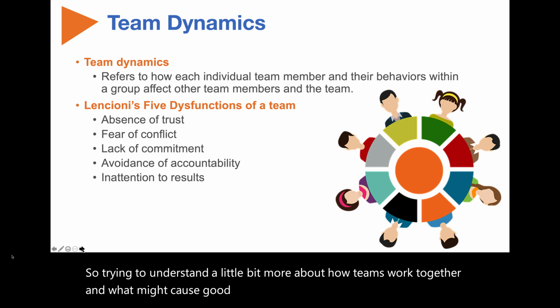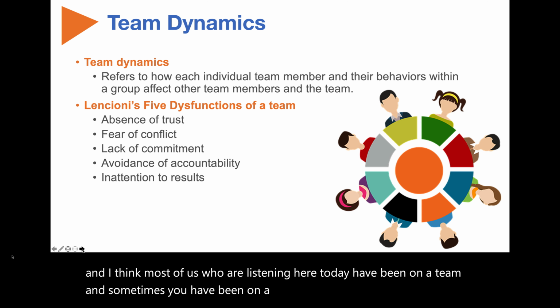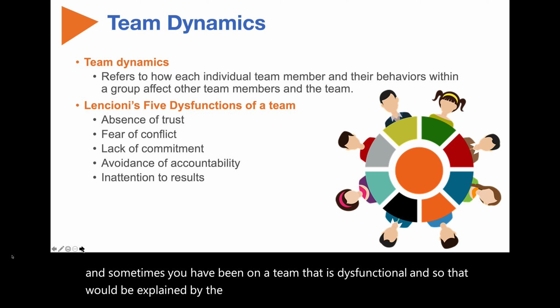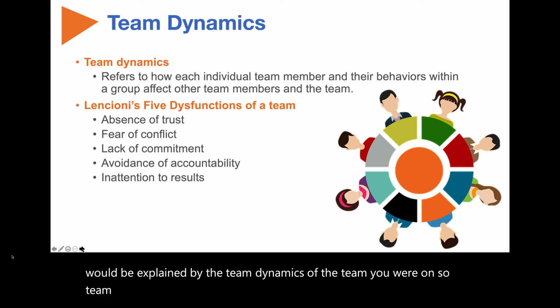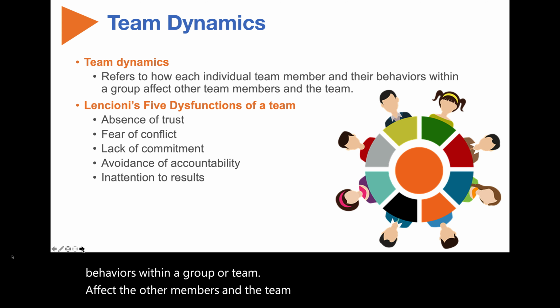So first of all, we have team dynamics. And I think most of us who are listening here today have been on a team. And sometimes you have been on a team that is dysfunctional. And so that would be explained by the team dynamics of the team you were on. So team dynamics refers to how each individual team member and their behaviors within a group or a team affect the other members and the team as a whole.